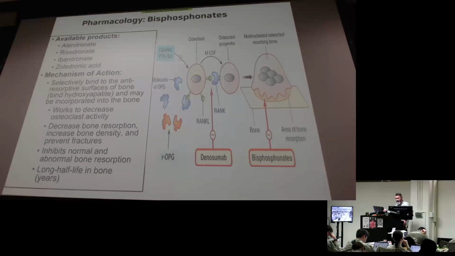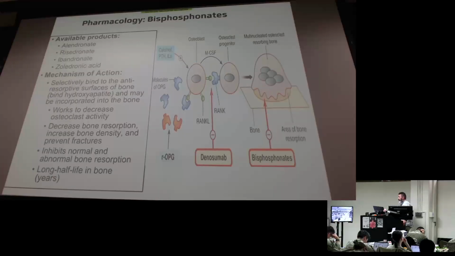So basically bone resorption, or bone breakdown by the osteoclast, is shut down with bisphosphonates. And that's all the bullets on the left are saying, right? They work by decreasing osteoclast activity, decreasing resorption, thereby increasing density, and that helps to prevent fractures.